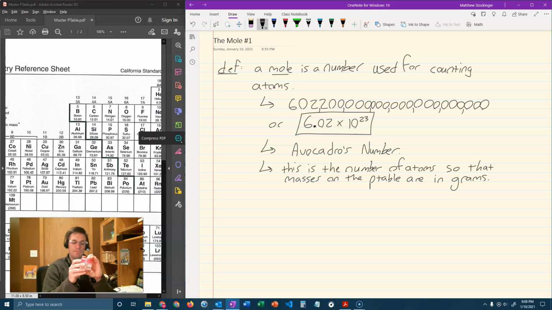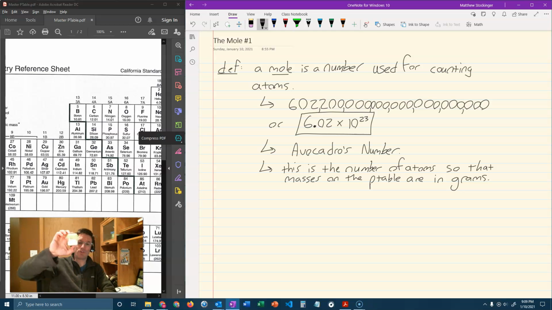For example, here's a container with some water in it. I happen to know exactly how many molecules of water there are in this container. This container has Avogadro's number of molecules. This has 602 hextillion molecules of water in it. How do I know that?